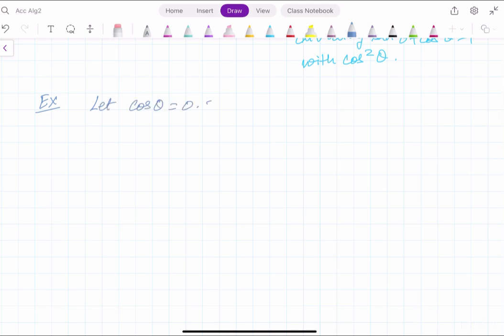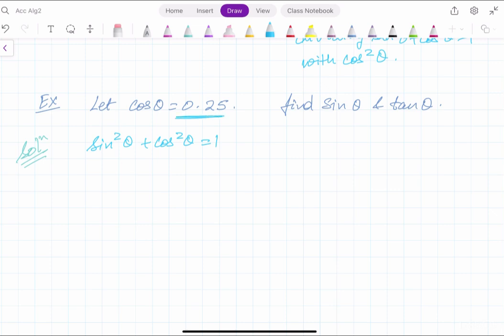So let cos theta be equal to 0.25, and the question is asking us to find what is sine theta and what is tangent theta. Now, with just one piece of information, how can we figure it out? We can by using a Pythagorean identity of trig. The Pythagorean identity of trig is sine squared theta plus cos squared theta is equal to 1, right? And cos theta is given. So let's substitute the value of cos.